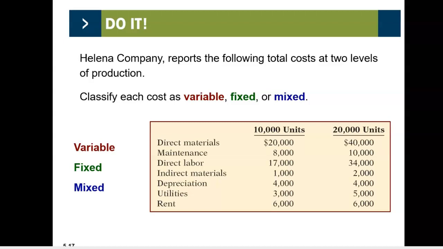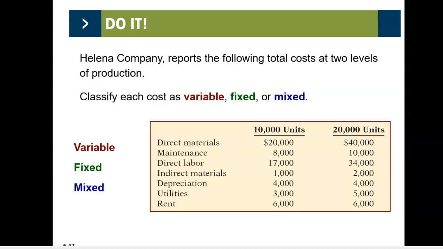Maintenance at 10,000 is $8,000. And when I double the output, or double the production to 20,000, the maintenance cost changes, but it doesn't change proportionally with the level of activity. It does not double when production doubles. It moves from 8,000 to 10,000.